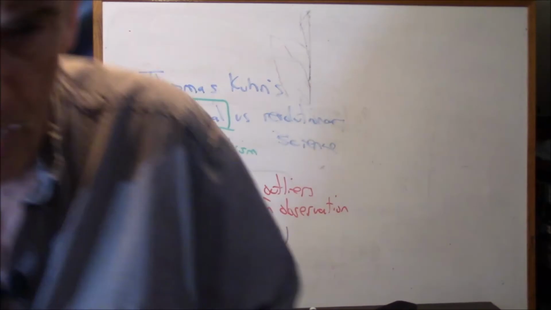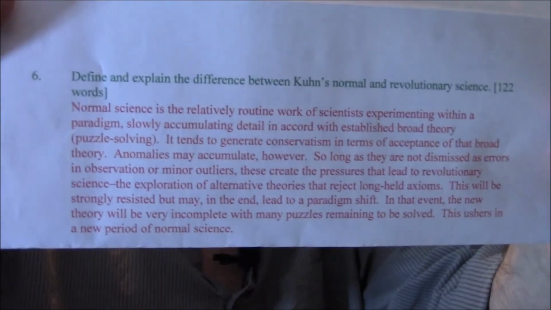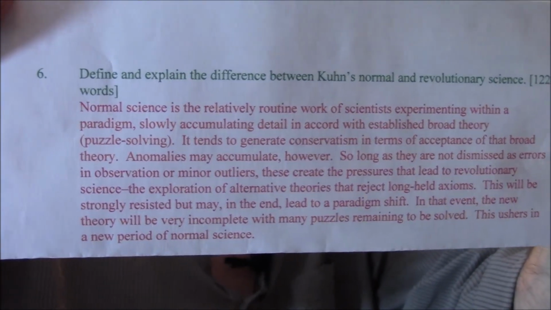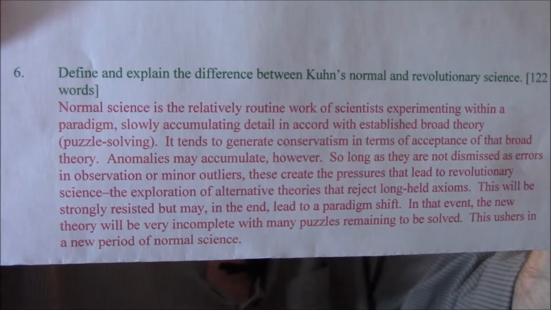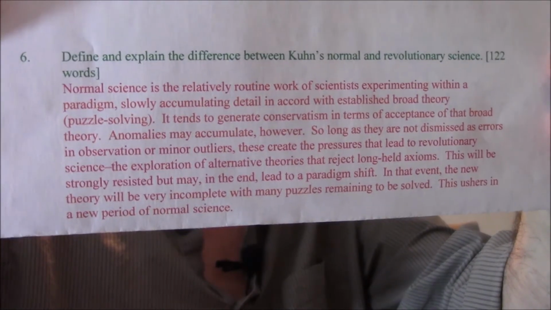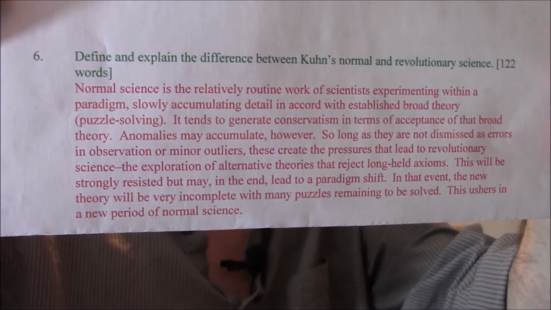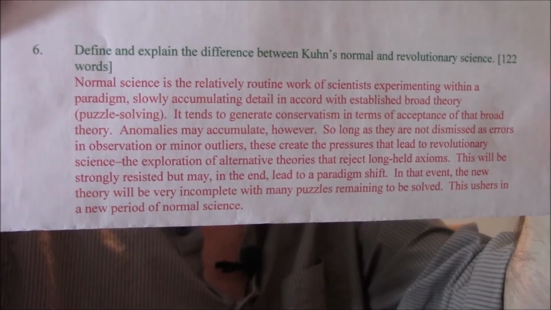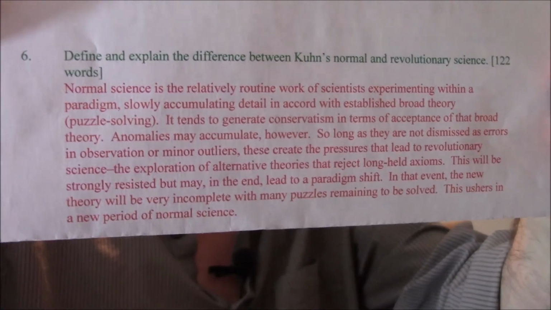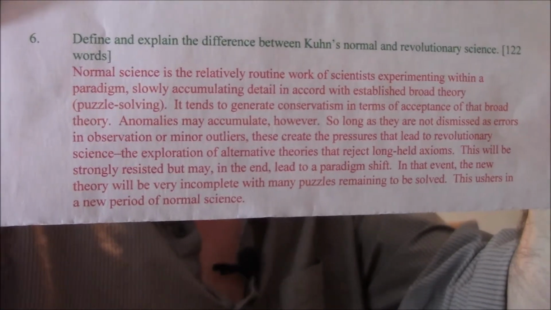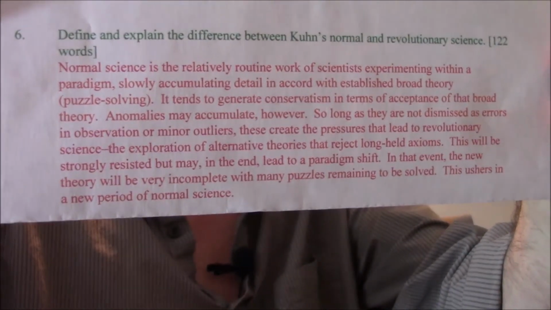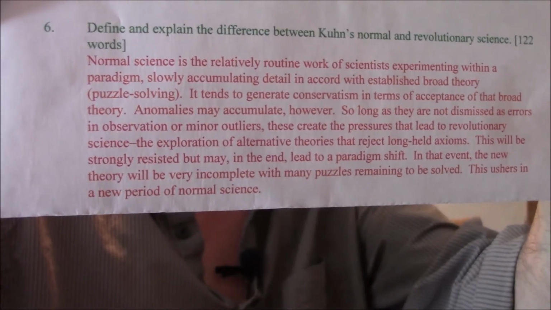So if you want to pause the video and jot down what you've got for Kuhn's difference between normal and revolutionary science. Normal science is the relatively routine work of scientists experimenting within a paradigm, slowly accumulating detail in accord with established theory. Oh, let me back up a little bit. It tends to generate conservatism in terms of the acceptance of that broad theory. Anomalies may accumulate, however. So long as they are not dismissed as errors in observation or minor outliers, these create the pressures that lead to revolutionary science, the exploration of alternative theories that reject long-held axioms. This will be strongly resisted, but may in the end lead to a paradigm shift. In that event, the new theory will be very incomplete, with many puzzles remaining to be solved. This ushers in a new period of normal science.